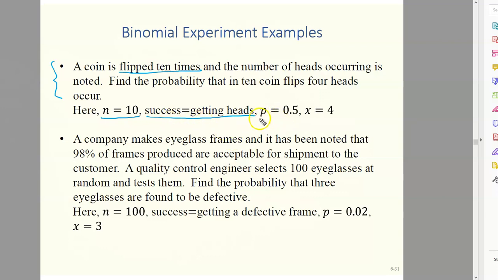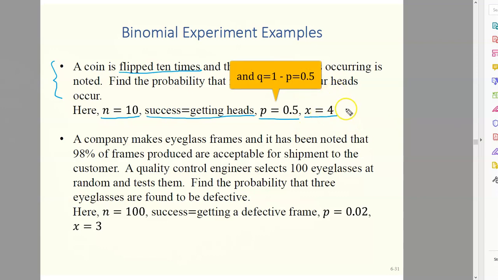The probability of success, p, is 1/2, and the x that you're looking for is 4. We're looking for the probability of getting 4 heads in 10 coin tosses. Now we're going to calculate this probability later on. We need to go over the binomial formula first, and then we can calculate that probability. But this just illustrates an example of a binomial experiment.